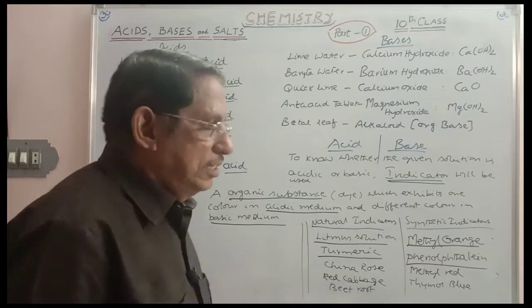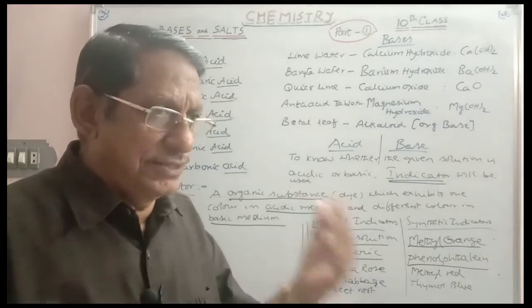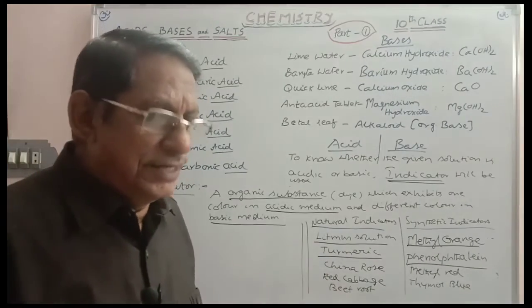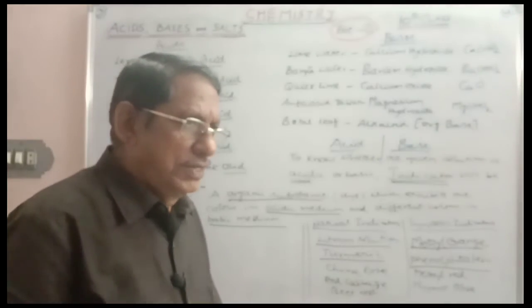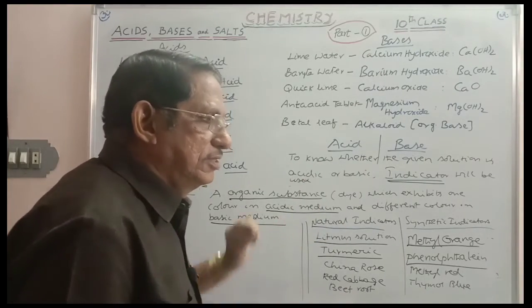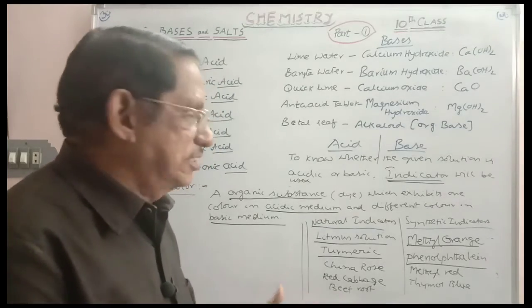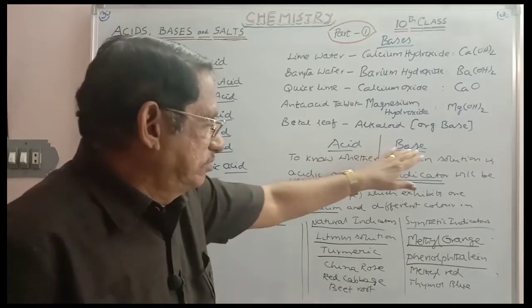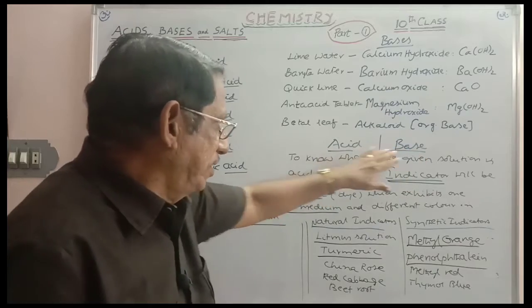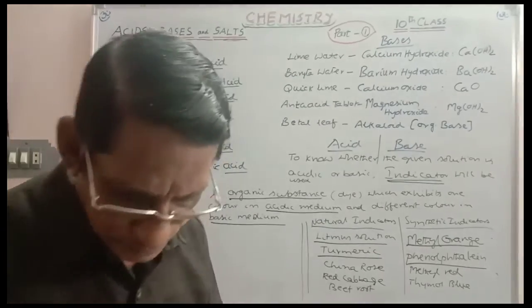Don't forget, every indicator is organic substance. It may be weak organic acid or weak organic base. It is generally a dye. A dye is nothing but a colored compound. Generally, they are dyes which shows one color in acidic medium and different color in basic medium, and that is why these indicators can be used to distinguish between, to differentiate between, to identify acids and bases. Right? Okay, please note it.